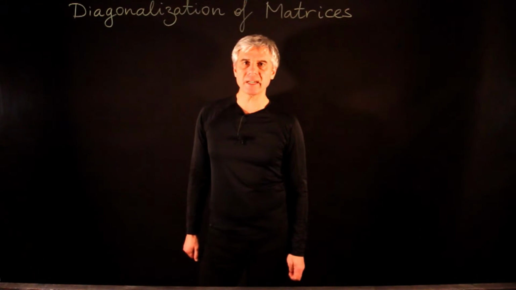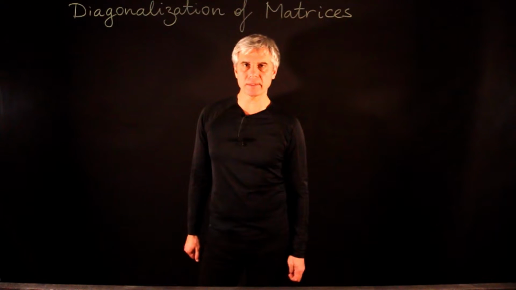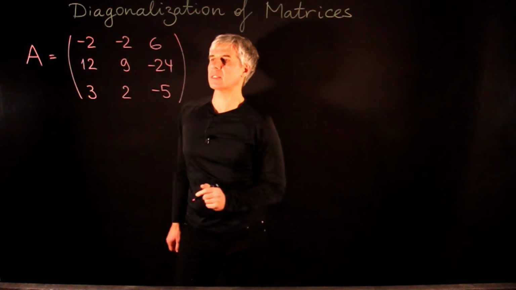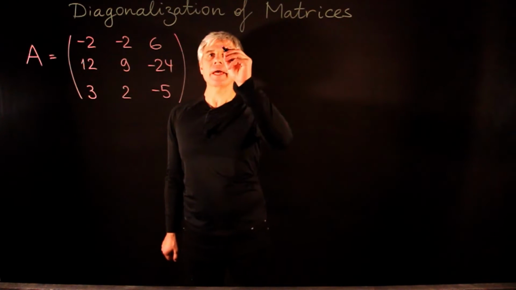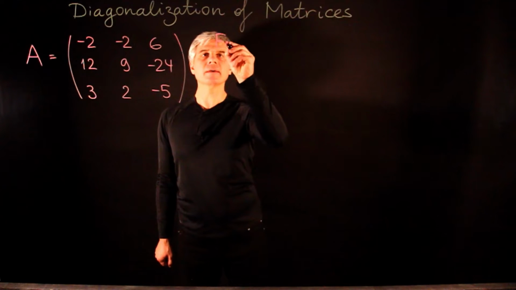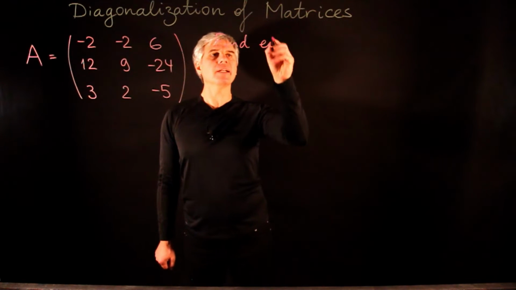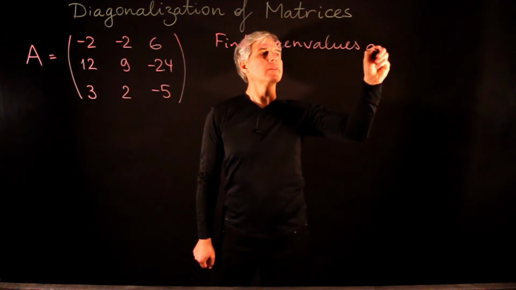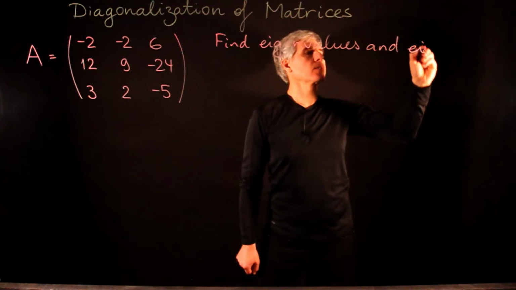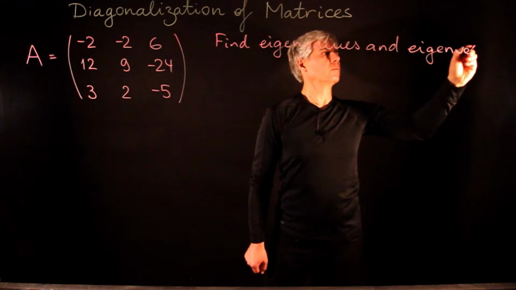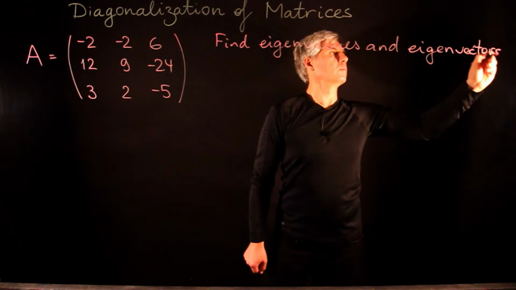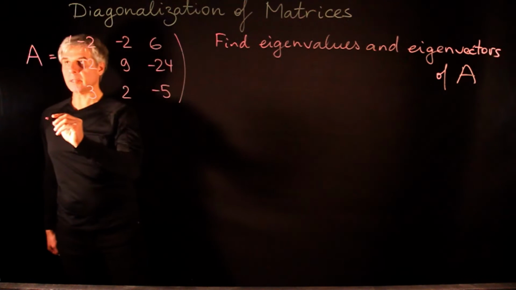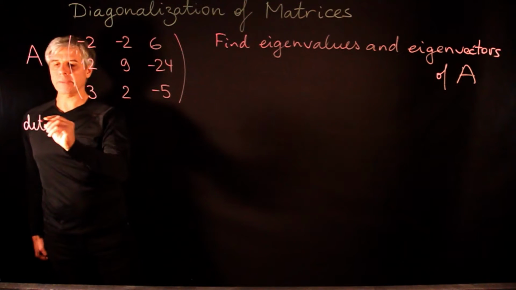Today we will be discussing diagonalization of matrices. We begin with the following example. We are given this 3 by 3 matrix A, and we want to find eigenvalues and eigenvectors of A. And we are given the characteristic polynomial of this matrix.